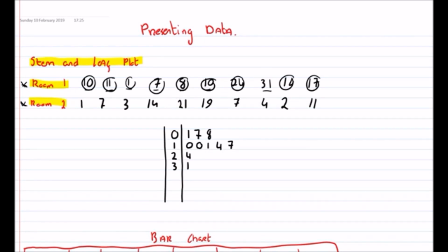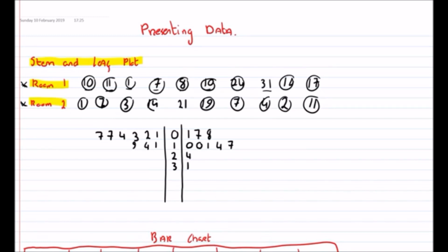So we're going to put the second set over here. Right. So lowest number we have is a 1. So 0, 1 is 1. We have a 2. We have a 3, we have a 4, we have a 7 and a 7, we have an 11, a 14, a 19, and a 21.